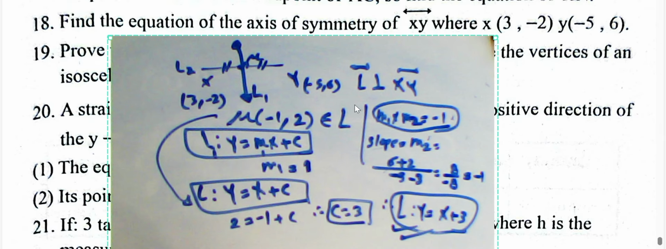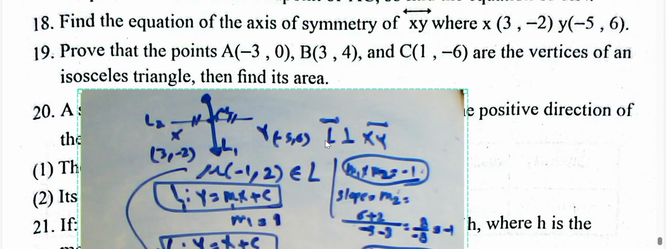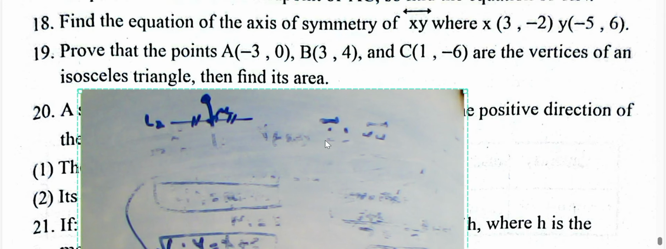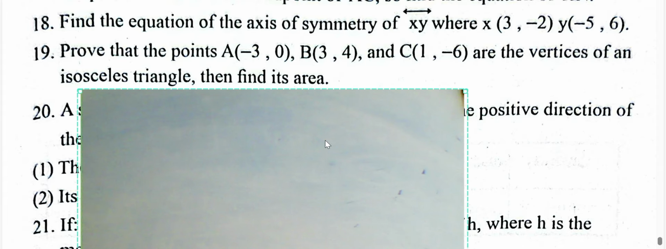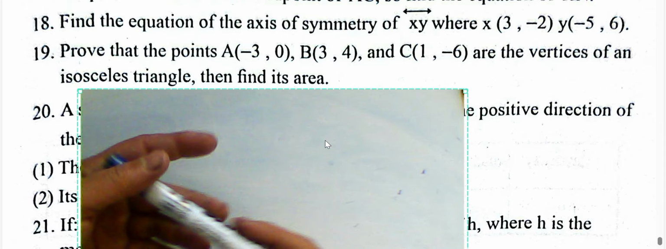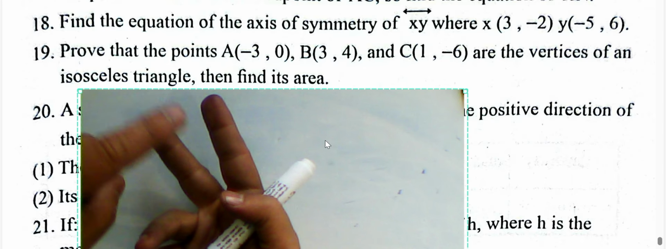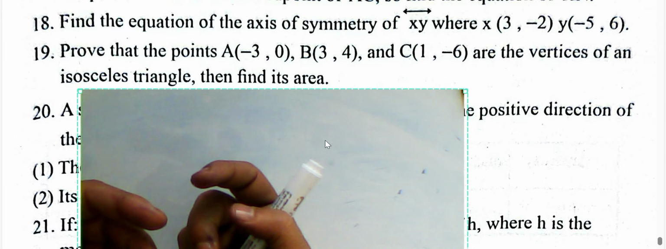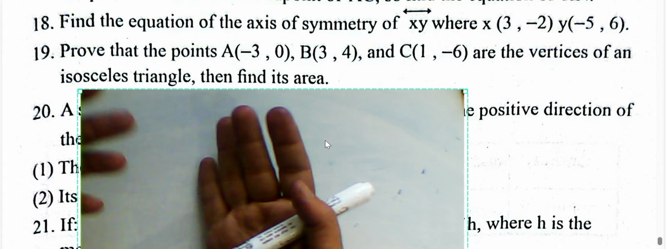Okay, question number 19: prove that points A, B, C are the vertices of an isosceles triangle, then find the area. Isosceles means we must find two sides of equal length. So you must find AB, BC, and CA and prove that two side lengths are equal, and then find the area. You must draw a perpendicular from the vertex to the base to find the area: half times the base times the height.